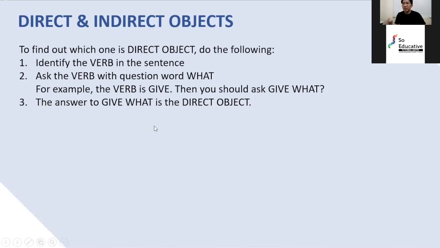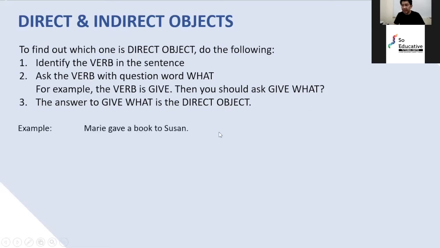When you're able to answer that question, give what? A book, a pen, a pencil? Borrow what? A bicycle? A book, a comic? Take what? Take a book, take a magazine? That answer is the direct object.